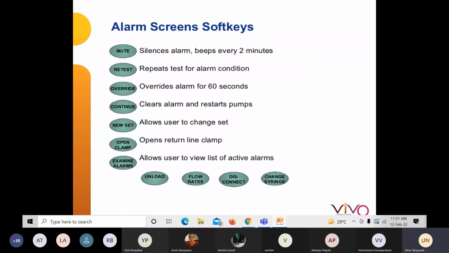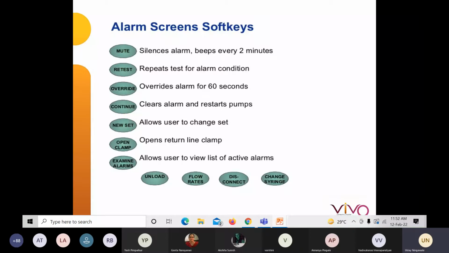Now the alarm screen soft keys. The soft keys are also available on the touch screen. The first switch is for mute: silence the alarm beeps for 2 minutes while you are correcting the problem, and then you can repeat the test for the alarm condition. Override alarm for 60 seconds: you can bypass this alarm for 60 seconds. Continue clears the alarm and restarts the pump. You can press the continue switch.